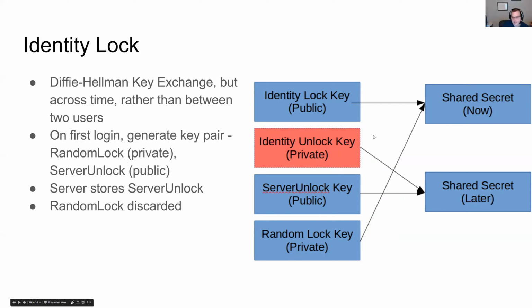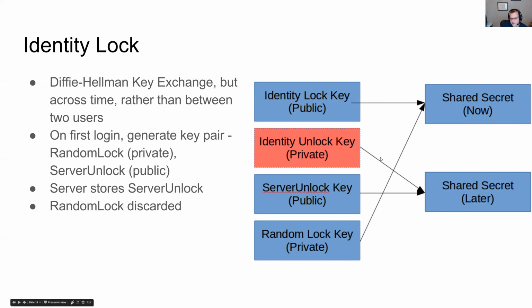And when we set up an identity with our site, we can create a shared secret by using the public identity lock key and the private random lock key. Now, normally, Diffie-Hellman Key Exchange is used to communicate between two different users, but here it's being used in a really clever way. It's being used to communicate across time. So we want to be able to generate a shared secret now, and then we want to be able to generate the same shared secret later using different keys.